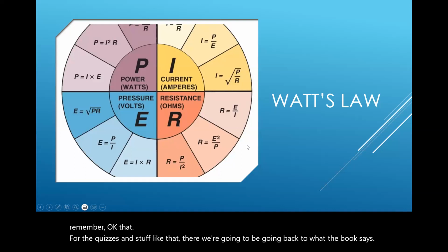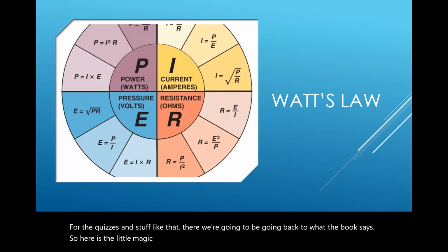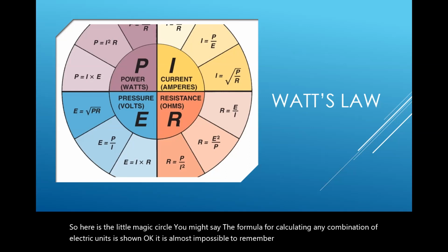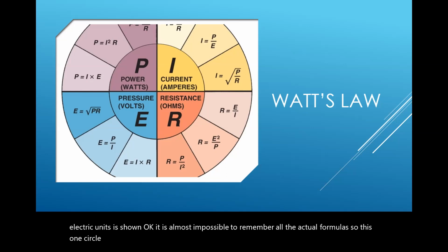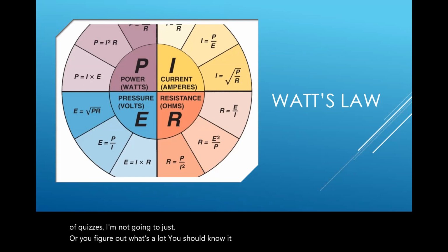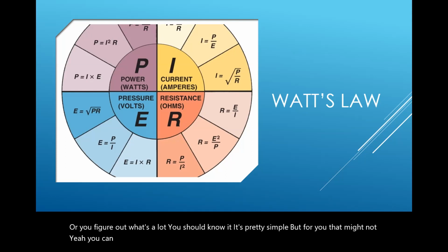So here is the little magic circle, you might say. The formula for calculating any combination of electric units is shown. It is almost impossible to remember all the actual formulas, so this one circle showing all of the formulas is nice to have available if needed. If I do any kind of quizzes, I'm not going to just throw you out to figure out Watt's law. You should know it. It's pretty simple, but if you might not, you can go ahead and figure out what the wheel says. Okay, so this is all I have for right now.